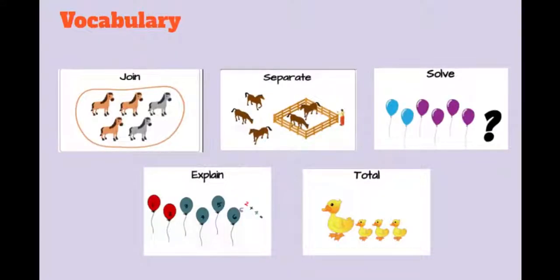Let's take a look at our vocabulary. We have the word join. This is when you are adding to the amount that you started with. Our next word is separate. This is when an amount is being removed. Our next word is solve. Solve means when you find the answer to a problem. Then we have our word explain, and this is when you are talking about what happened in the problem. And our last word is total, how many there are altogether.